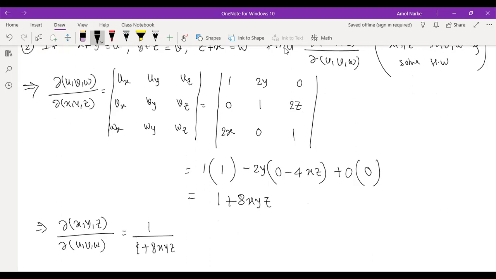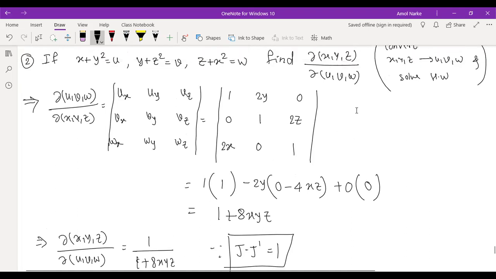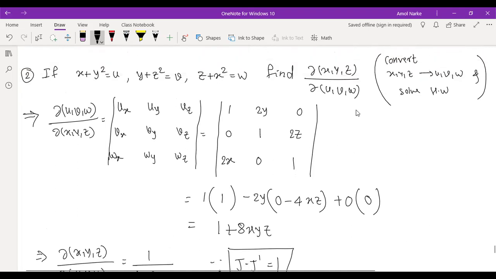What is the reason? J into J dash is always 1. That is the reason, and this is what they require. Now solve the homework I gave you: convert x, y, z in terms of u, v, w, find the Jacobian of x, y, z in terms of u, v, w, and check whether you get the same thing. See, within 2 to 3 steps we find the answer. So write this down.